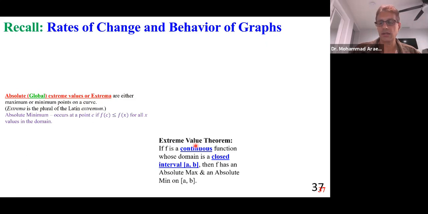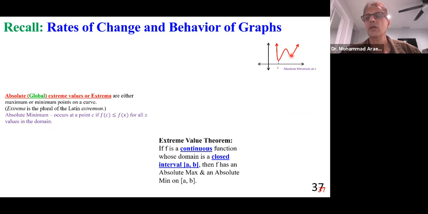Absolute min occurs at the point c if f of c is less than or equal to f of x for all x values in the domain, in the entire domain. This is a local min, this is a local max, this is a local min, but this one is not only a local min, it's also an absolute min because no other point has a smaller y coordinate.